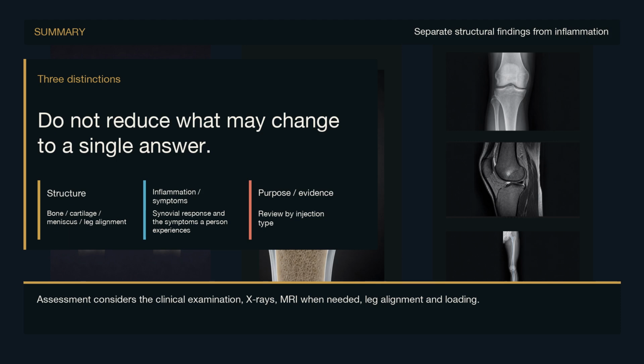Symptoms and imaging findings vary from person to person. Diagnosis and treatment selection are made by a physician.